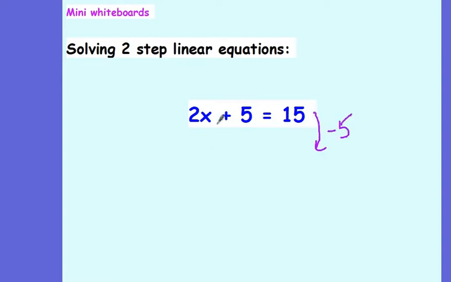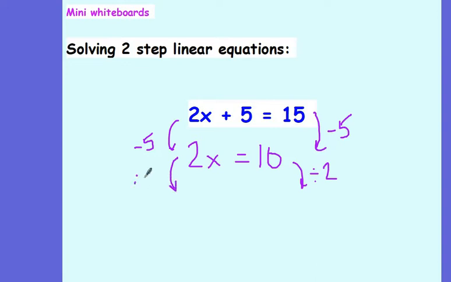Right, we're going to subtract 5 from both sides. That gives me 2x is equal to 10. I'm then going to divide both sides by 2. So x is equal to what, Beatrice? X is equal to 5. Lovely, thank you very much.